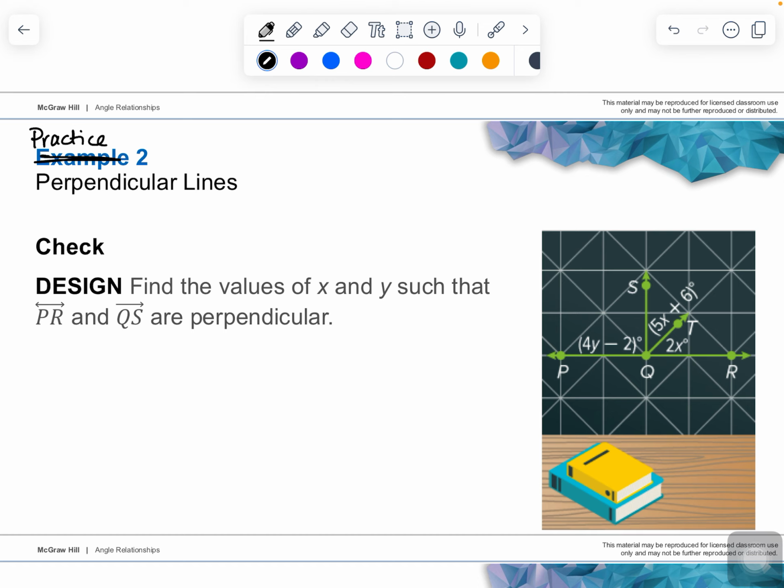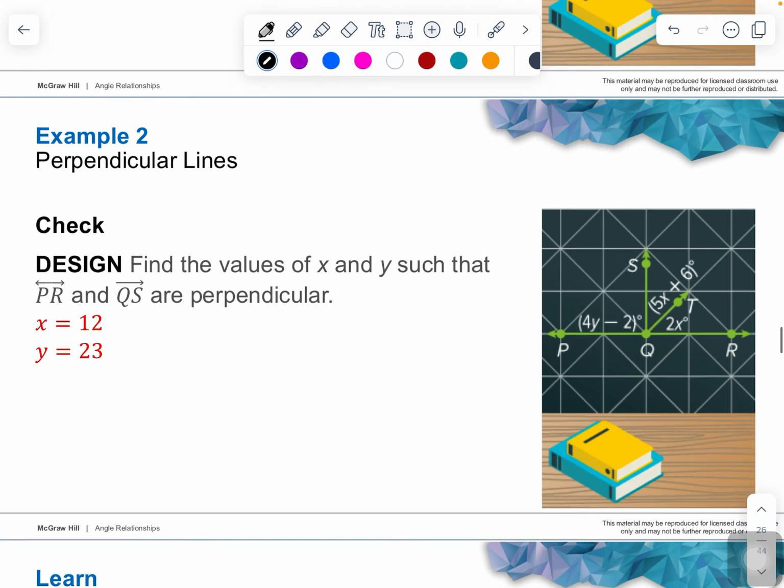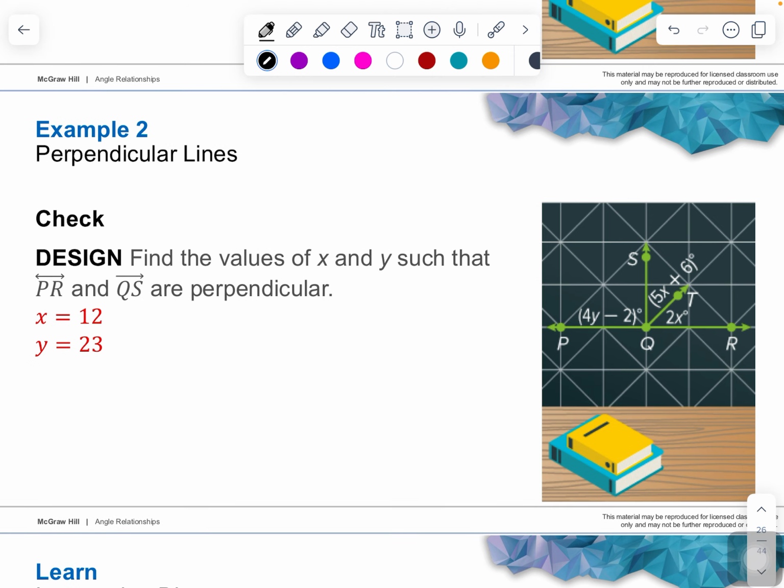Go ahead and pause me. Okay. Did you get that x was 12 and y was 23? I hope so.